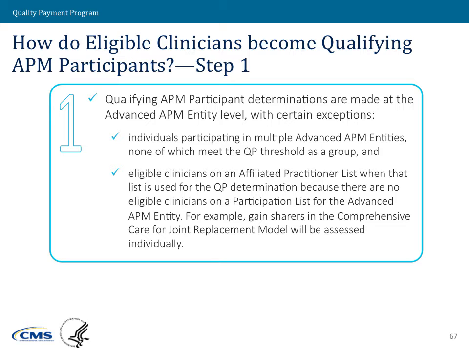We have one exception to that where for certain types of APMs, where there is not a participation list of a single cohesive group of participants working together, but rather they have affiliated practitioners who may collaborate in a variety of ways with that APM entity, but they're not necessarily part of the same unit working collectively together. So in those particular cases, we'll identify these QPs individually and do these calculations, one for each person as opposed to doing it as a group.